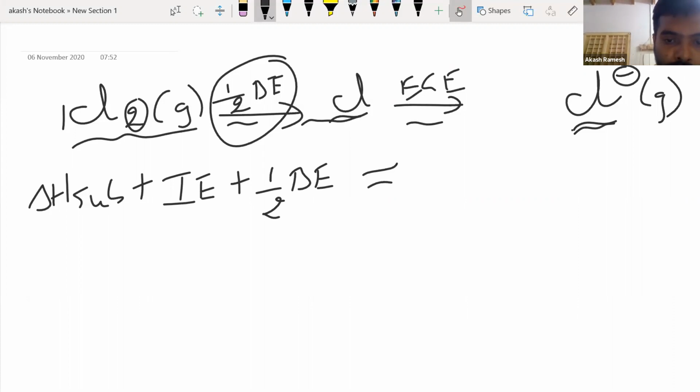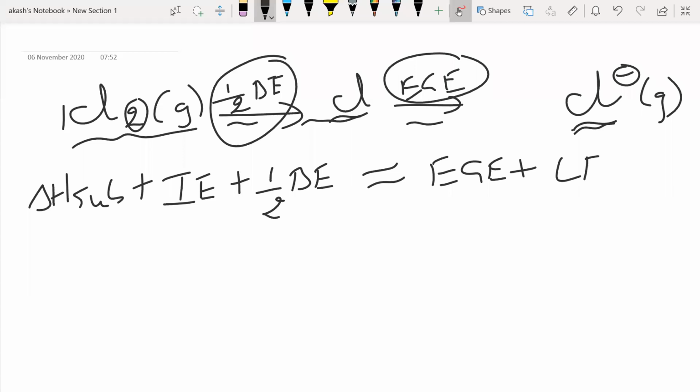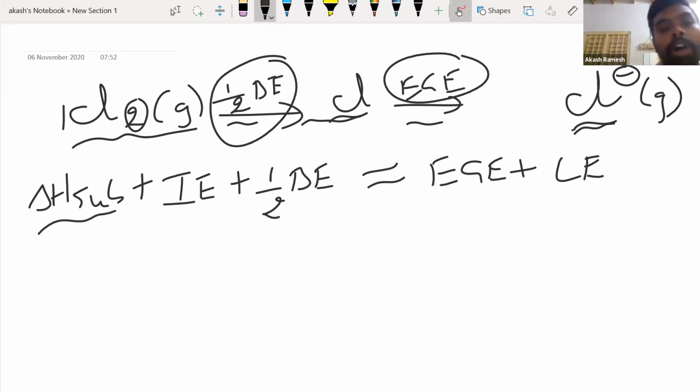Now that should be equal to all the energy released, right? There are only two energies released. One is the electron gain enthalpy, EGE, and what is the other one? Lattice enthalpy. The other one is the lattice enthalpy. Very good, right? So if I know all the values, actually I know all the values.